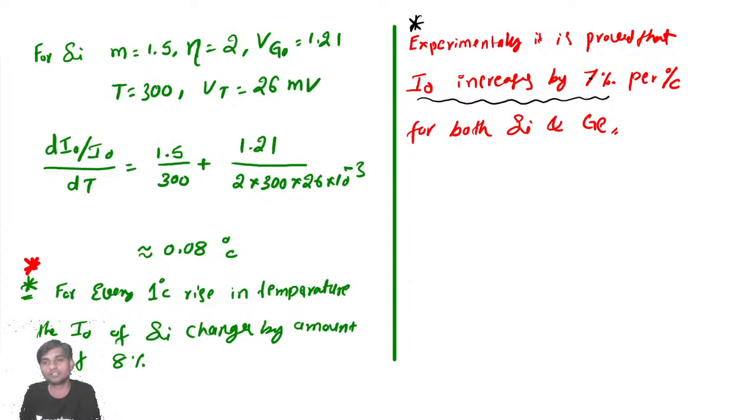So how much, sir? This is 7%. Practically this is 7%. Theoretically what we got is 8% for silicon and 11% for germanium. But experimentally it is proved that I naught increases by 7% per degree rise in temperature for both silicon and germanium. Right? Now here comes, when will this reverse saturation current double?